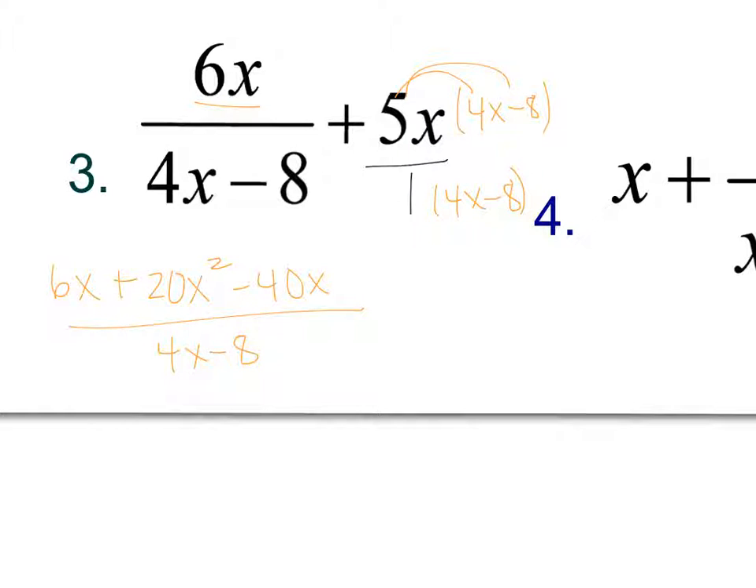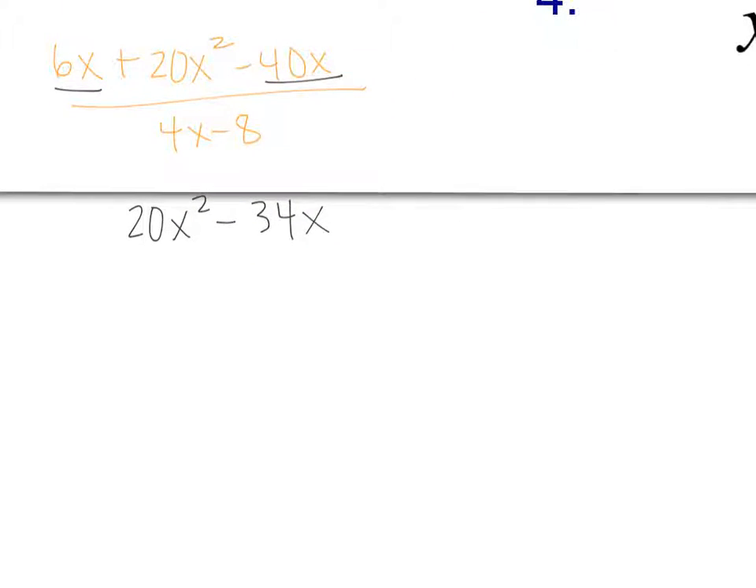This one's got a little bit more going on than the other examples, but let's look at simplifying. So here I will look at the 6x minus 40x, which is negative 34x, so the 20x squared didn't change, minus 34x, all over 4x minus 8. And let's look at factoring and simplifying here. So out of the 20x squared and the negative 34x, I'm going to factor out a 2x. So that's the GCF of the two. And then I get 10x minus 17.